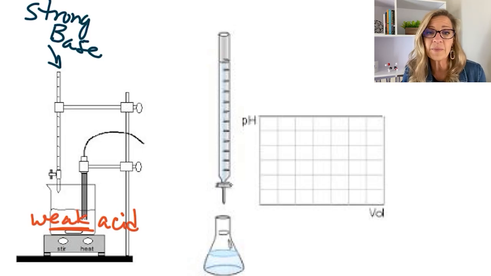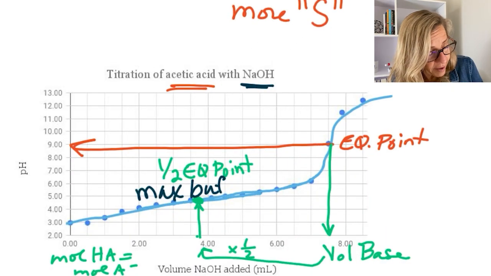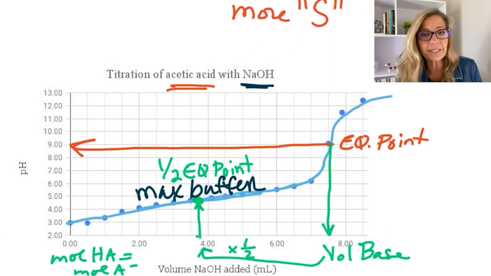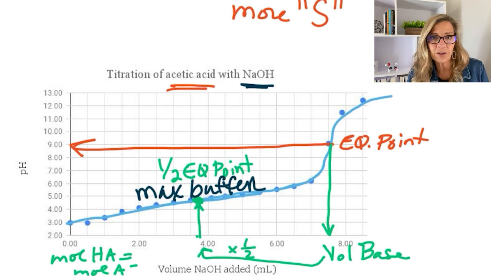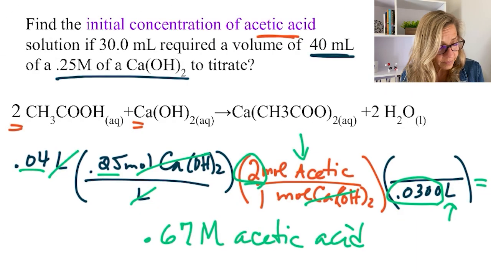and I'll drop little amounts of that base in there. And what's going to happen? The neutralization reaction. At this point, we have the maximum buffer because what's in there? We've got weak acid and then we've got conjugate base. Now I'm going to show you what this is, what we actually did.